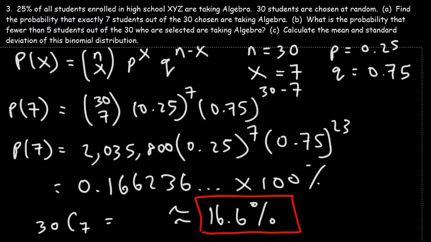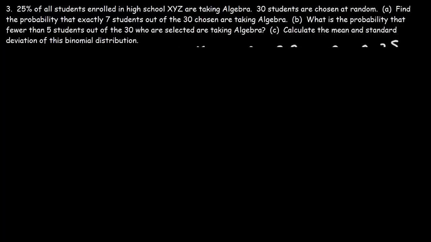Now go ahead and try part B. Feel free to pause the video and work on that example. What is the probability that fewer than 5 students out of the 30 who are selected are taking algebra?